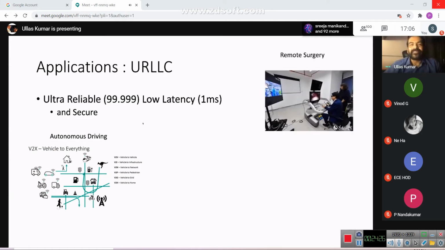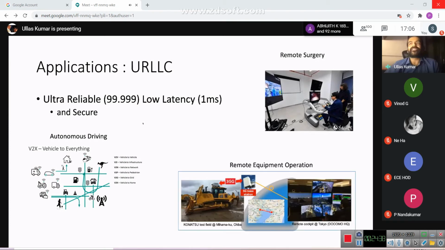Remote surgery, that will take away the inability of patients to go to a place to have surgery. We are talking about equipment operation. If you were to go to a very dangerous mine and operate an equipment, how can you do it? Today you can't. With 5G, that's what we are trying to do. You want to go to a dangerous mine and operate an equipment. This is an example from Docomo. They have already demonstrated that this is possible to operate such a big, huge equipment in a dangerous scenario.